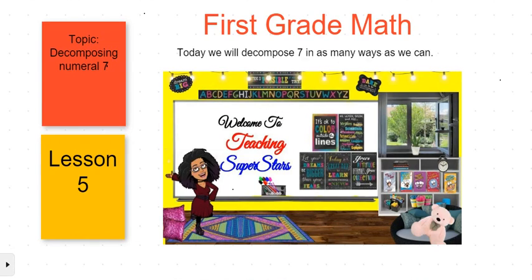This is our lesson 5, and we are going to pick up from what we had the last time. We are going to decompose using the numeral 7. So, we're going to see basically how many different ways can we make 7. So, I want you to grab your whiteboard, grab your marker, or grab a notebook, a pencil, and your eraser. Let's begin.